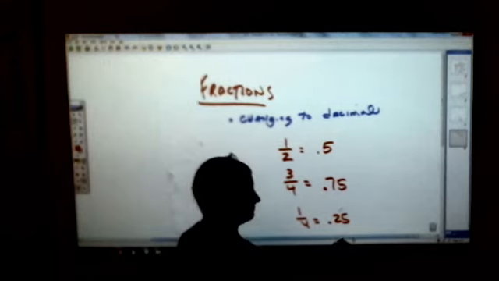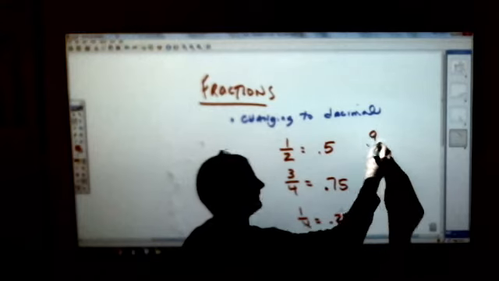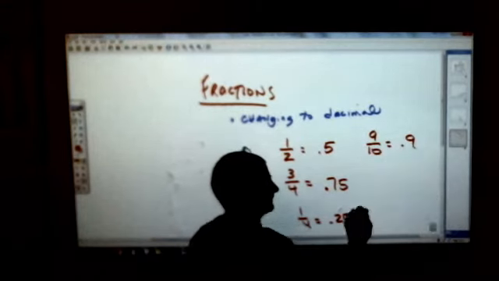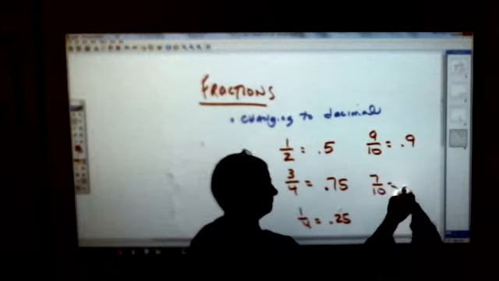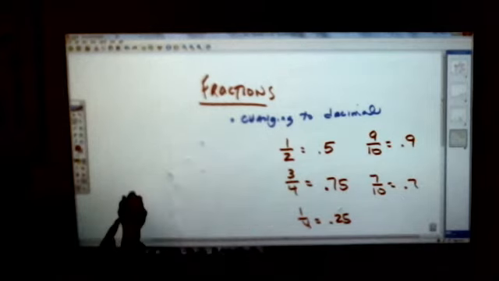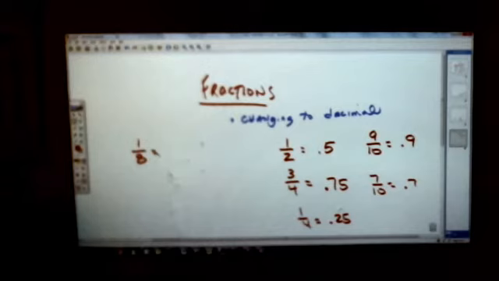As would be anything written in tenths, that's pretty easy, right? If you had 9/10, well, that's the decimal 0.9, right? Shouldn't be too tough. 7/10, 0.7. But what about a fraction like 1/8? How do I make that? Especially since we don't have 1/8 of a dollar. How do we make those sort of things decimals?